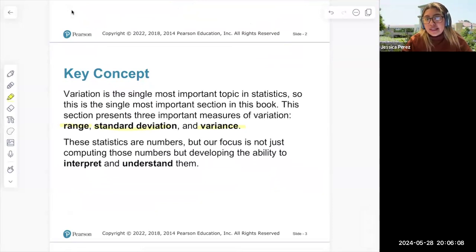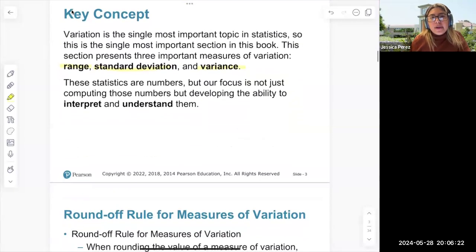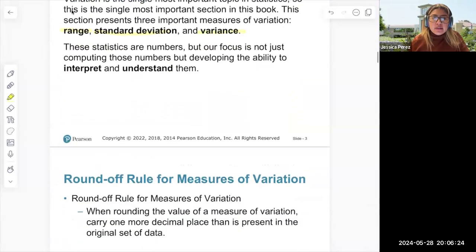Because this involves statistics and numbers, our focus is not just on computing those numbers, but on understanding them and developing the ability to interpret what they actually mean. So we're going to talk about range, standard deviation, and variance.